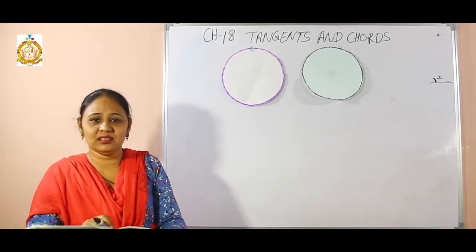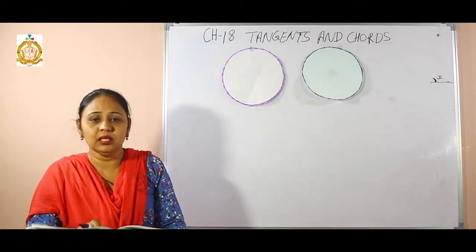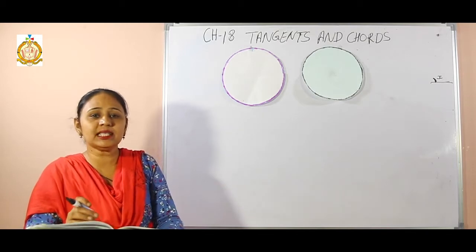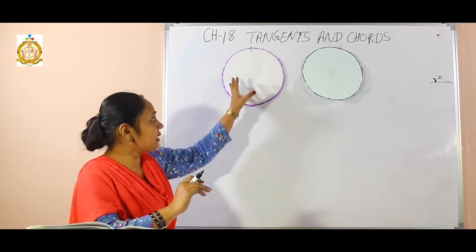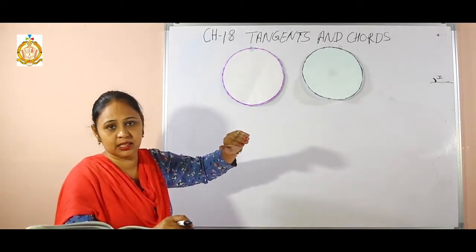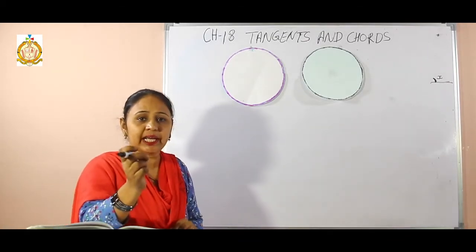Good morning to all. I am going to explain chapter number 18 of class 10th, that is tangents and chords. Now what is a tangent? Students, see, tangent means when there is a circle, any line started from outside the circle just touches it at any point.